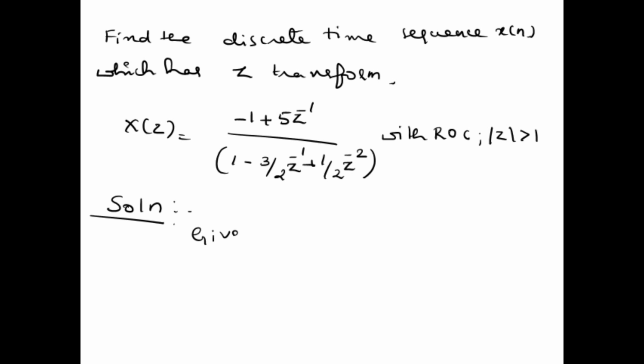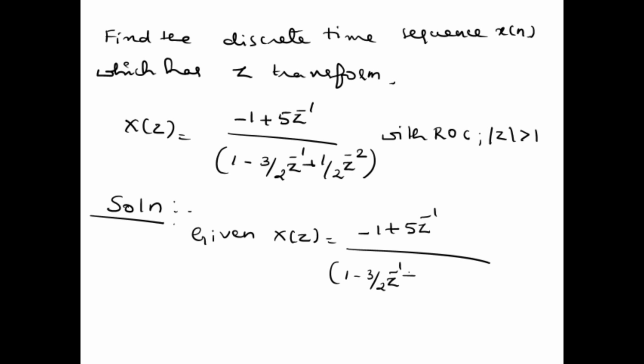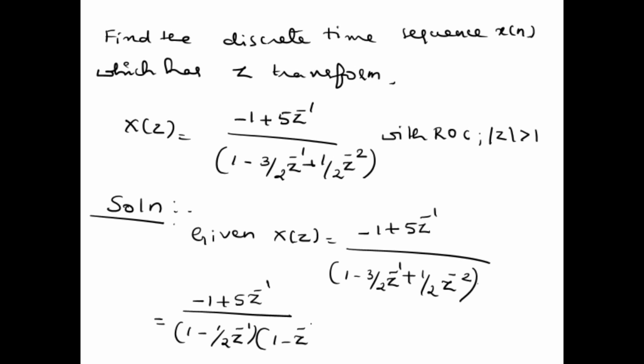It is given x of z is equal to minus 1 plus 5 z inverse divided by 1 minus 3 by 2 z inverse plus half z to the power minus 2, or we can write it as minus 1 plus 5 z inverse divided by 1 minus half z inverse into 1 minus z inverse. Here m is equal to 1, that is numerator highest power, and n is equal to 2, denominator highest power, that is m is less than n.